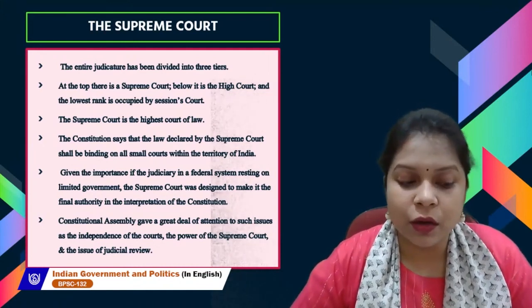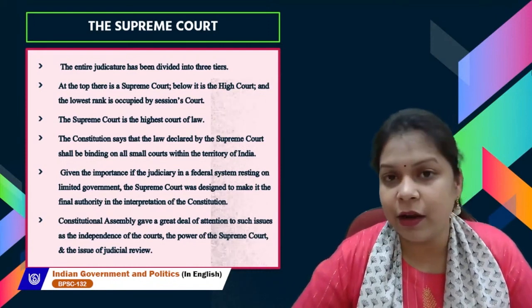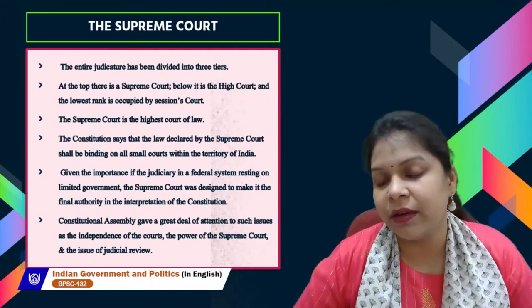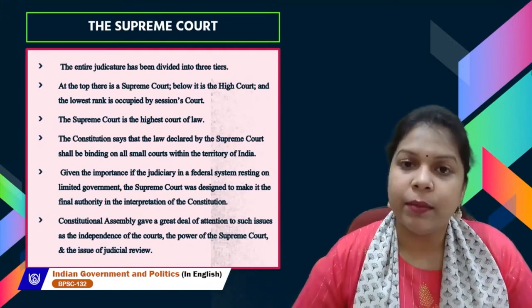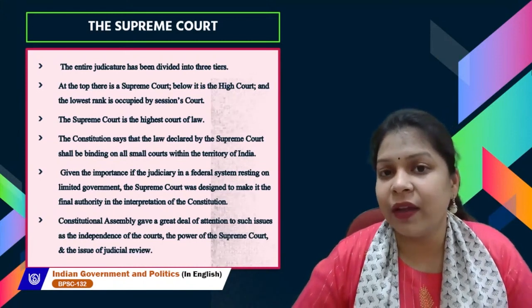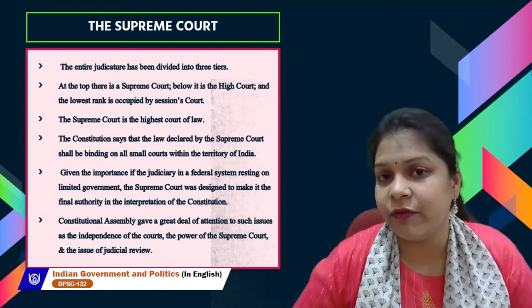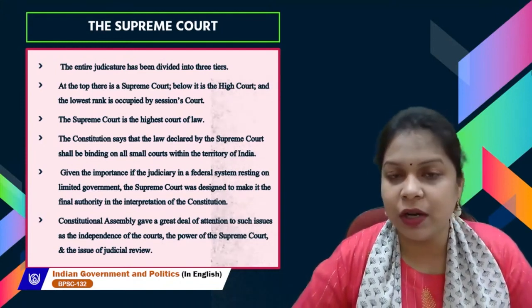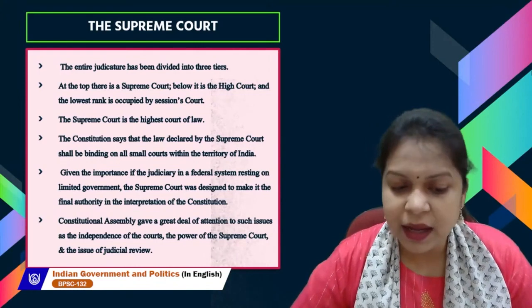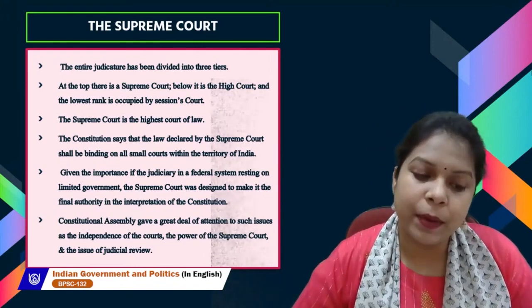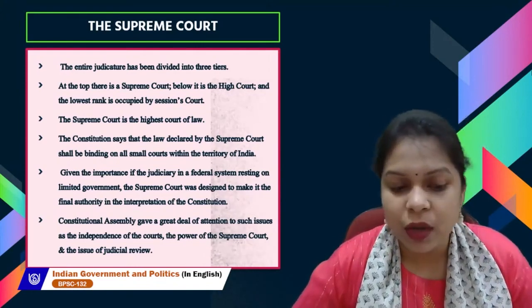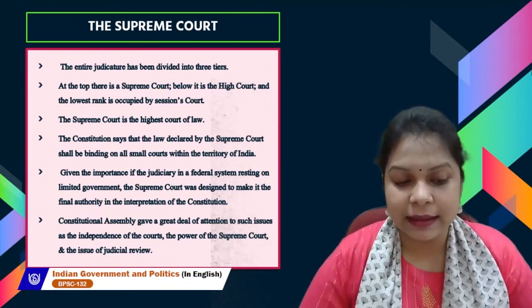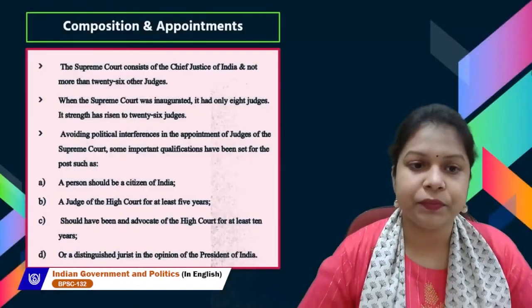The Constituent Assembly gave a great deal of attention to such issues as the independence of the court. It is very necessary to provide fairness and justice to each and every person of India. So the Constituent Assembly gave a great deal of attention to the independence of the court, the powers of the Supreme Court, and the issue of judicial review.